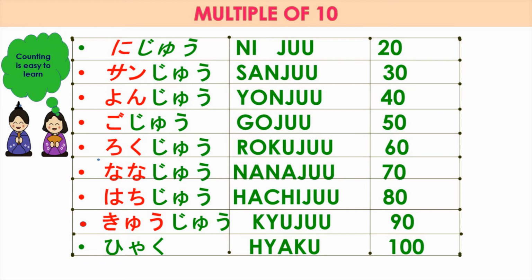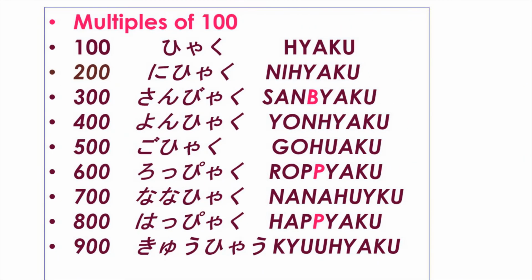Now we will try to speak multiples of 100. Hyaku, Ni Hyaku, San Byaku, Yon Hyaku, Go Hyaku, Rop Pyaku, Nana Hyaku, Hap Pyaku, Q Hyaku. See carefully, I have written some digits in pink color because these are exceptions. So try to speak the exceptions after me once again: San Byaku for 300, Rop Pyaku for 600, Hap Pyaku for 800.